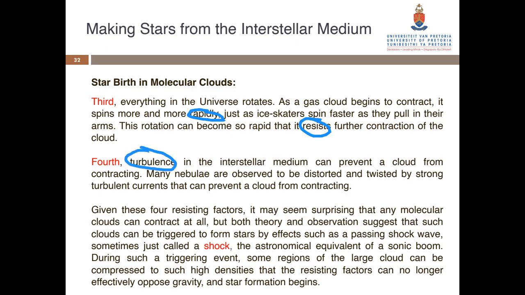So given these 4 resisting factors, it may seem surprising that any molecular clouds can contract at all. But both theory and observation suggest that such clouds can be triggered to form stars by effects such as a passing shock wave, sometimes just called a shock. So the astronomical equivalent of a sonic boom. During such a triggering event, some regions of the large cloud can be compressed to such high densities that the resisting factors can no longer effectively oppose gravity, and star formation begins.